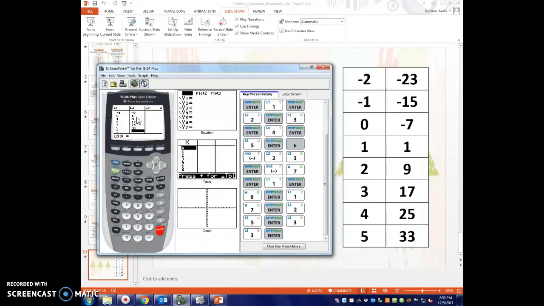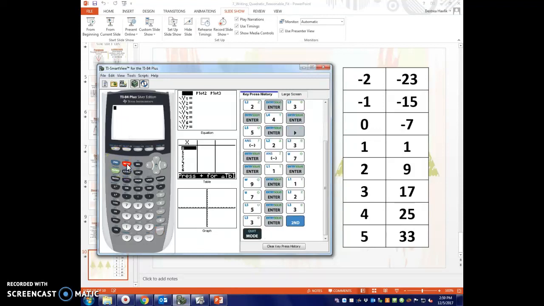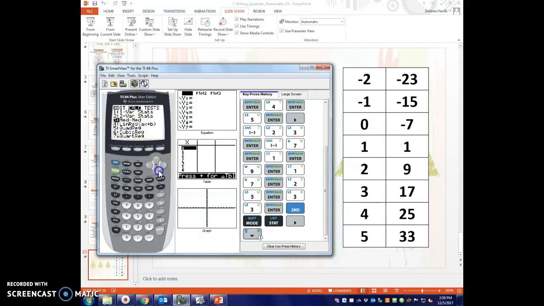So now that we've got those in, second, quit. You got to get out of there. We're out of it. Go back into stat. We want to calculate, so go over to calc, the quadratic regression. Notice there's a linear regression. That means you can do this for linear equations too. So we want quadratic regression. So we want number 5. Then hit enter.